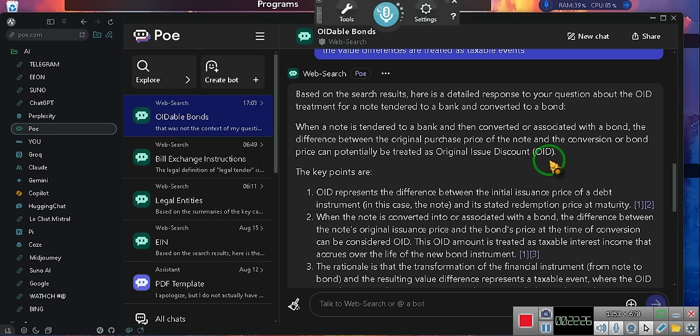Why? Because there's interest associated with it. It's called original issuance discount. OID applies to notes, applies to securities, applies to bonds. So if you're in a home right now and you're facing foreclosure, you have the right, but you're going to have to do your research to OID your note. How do you do that? Well, nobody's going to tell you how because people don't know because they haven't done the research. So I'm going to give you points for where you can start your research.